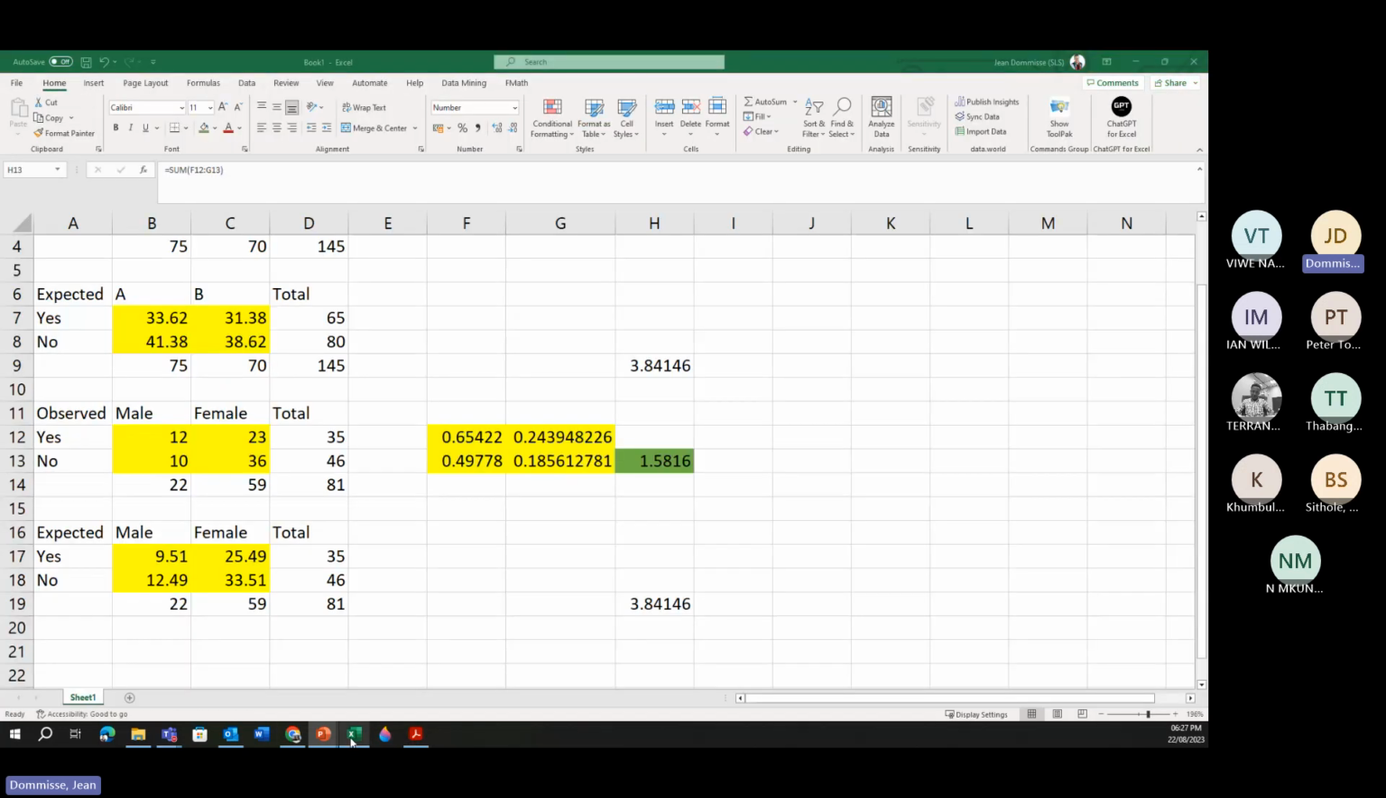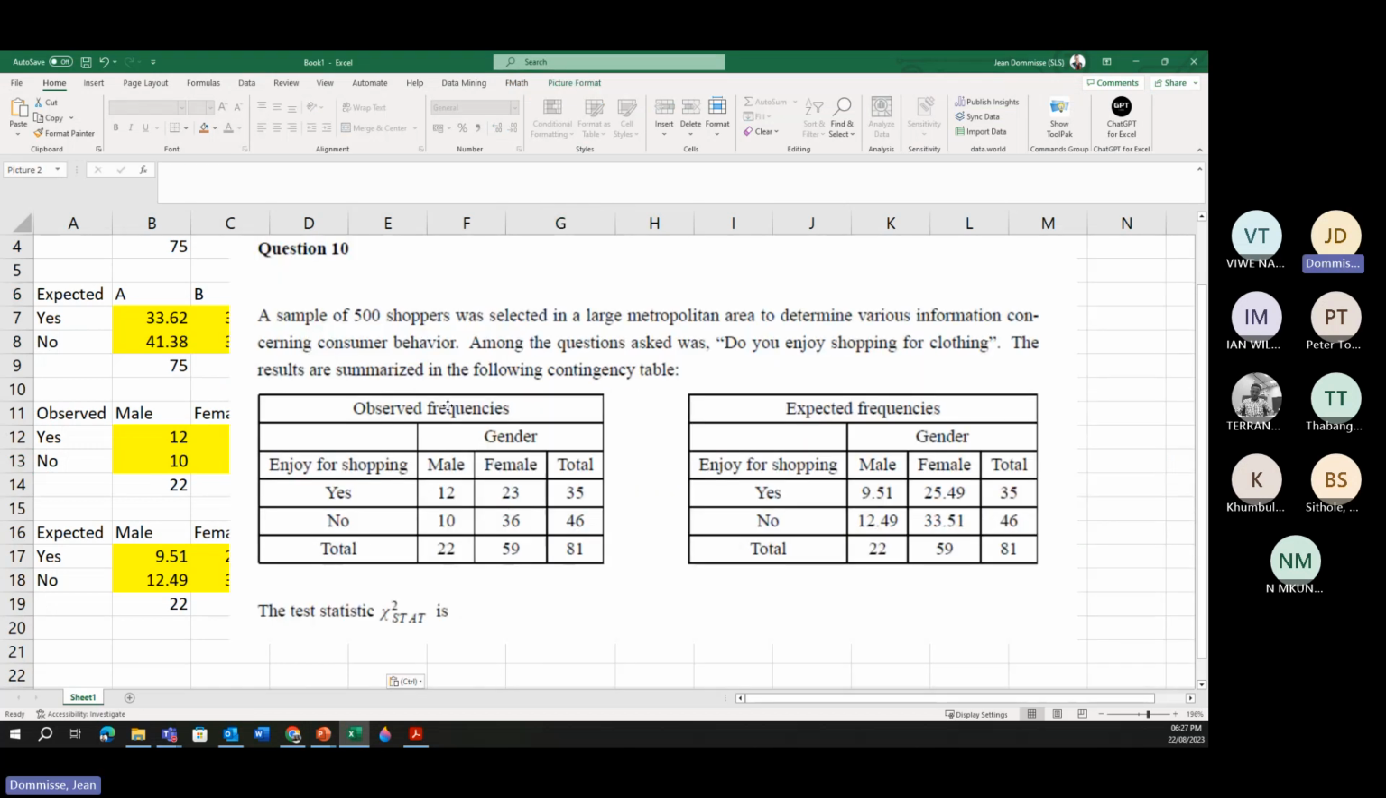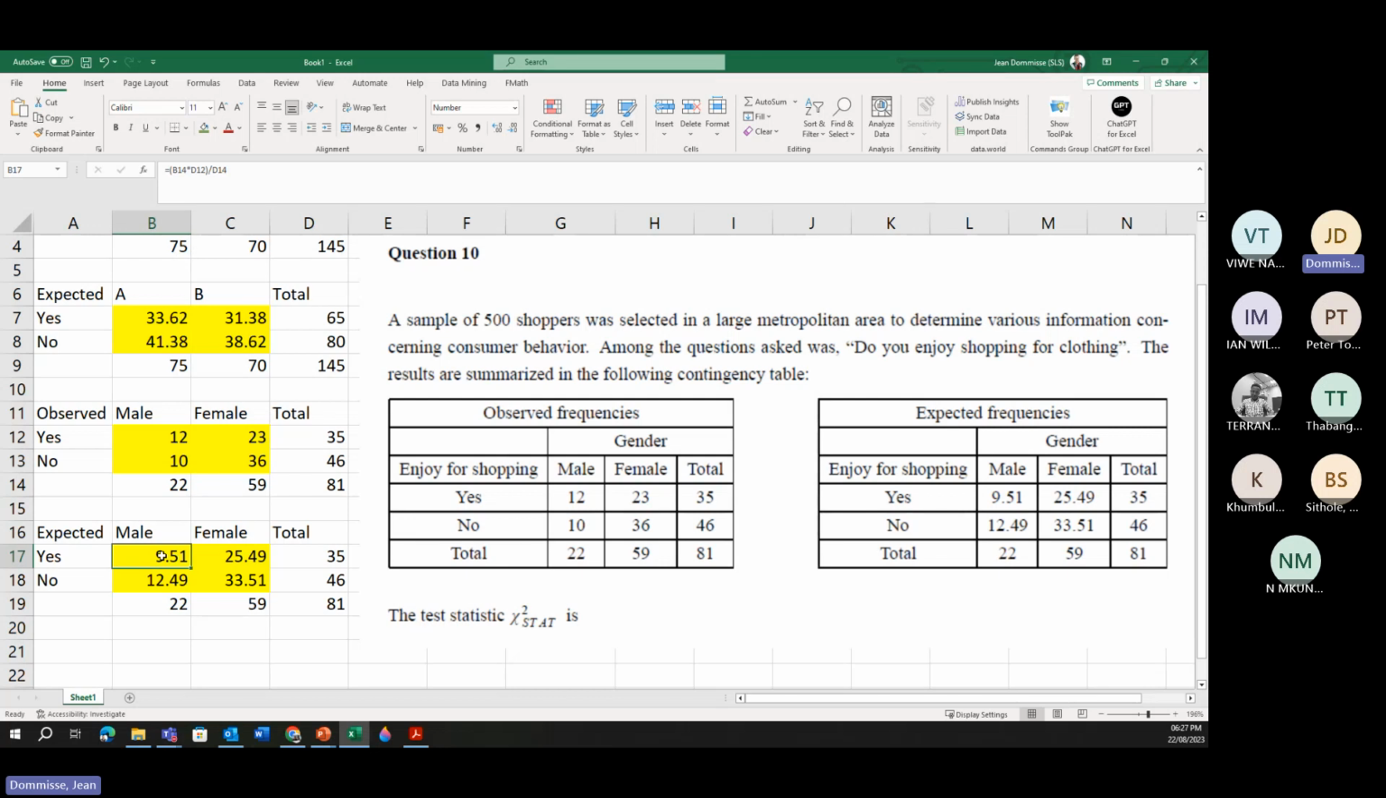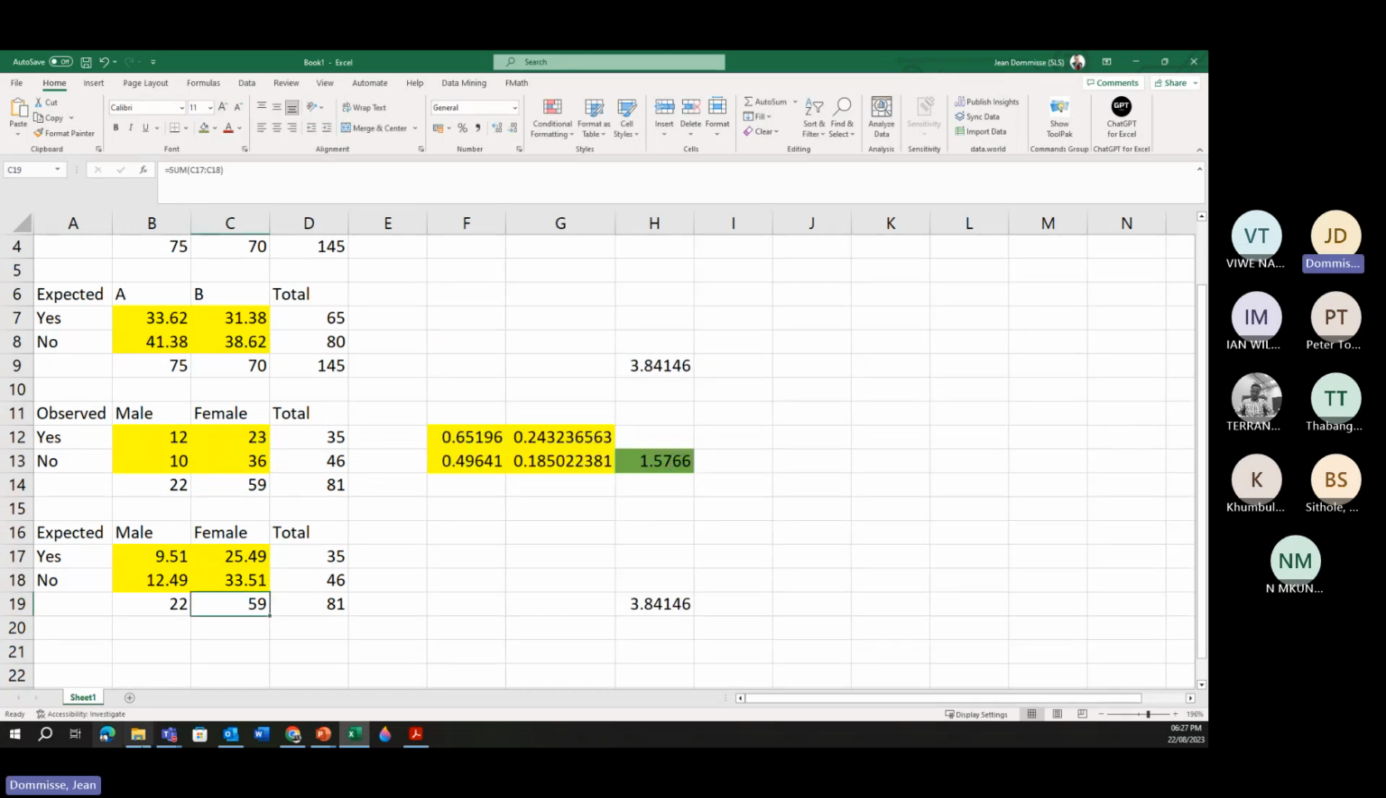So let's quickly, just to see, let's replace these numbers, because we will definitely then see the difference. And that's probably what happened with the previous one as well, because we're working straight in Excel. Yeah, 1,5766.